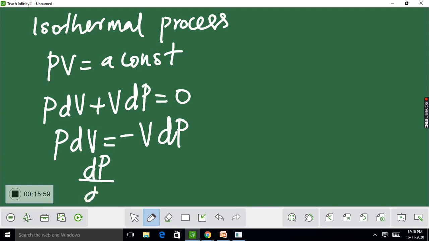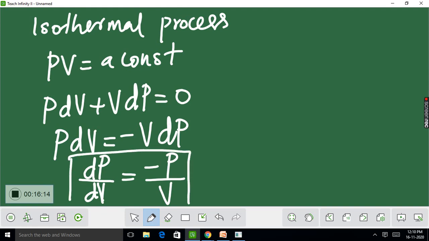Again rearranging, we get dP by dV equal to minus P by V. This is the slope of the PV diagram for an isothermal process. The slope of isothermal PV diagram is obtained as minus P by V.